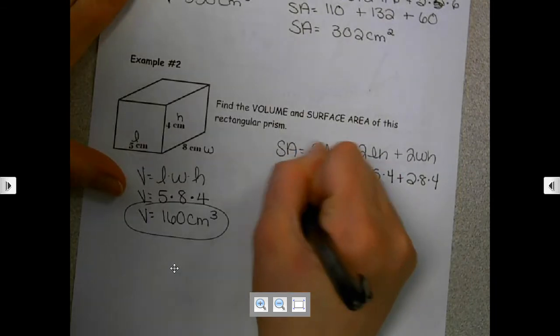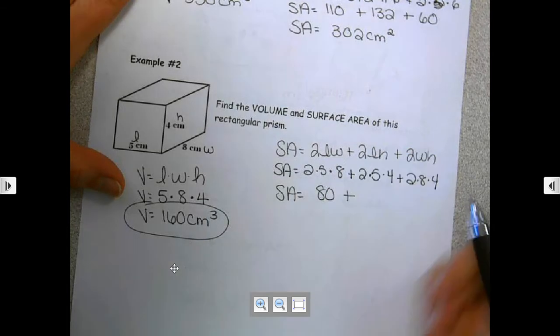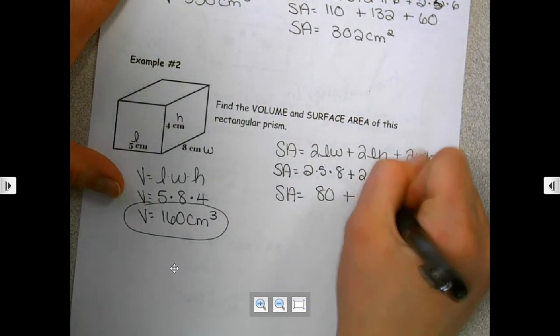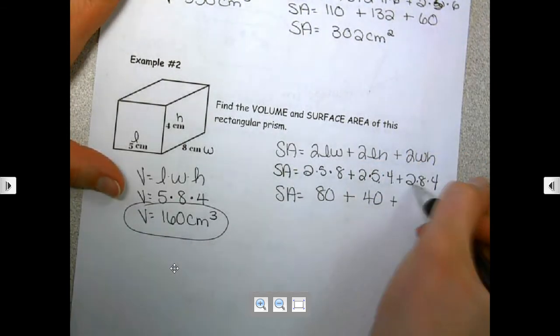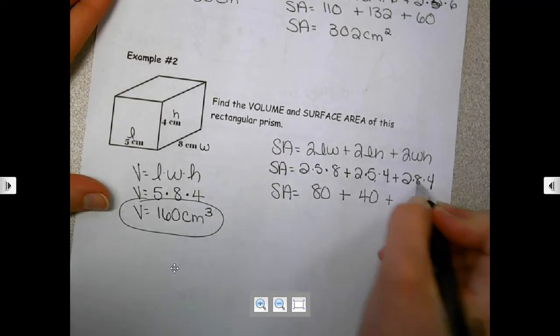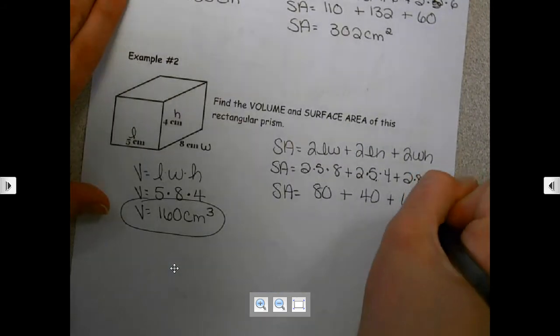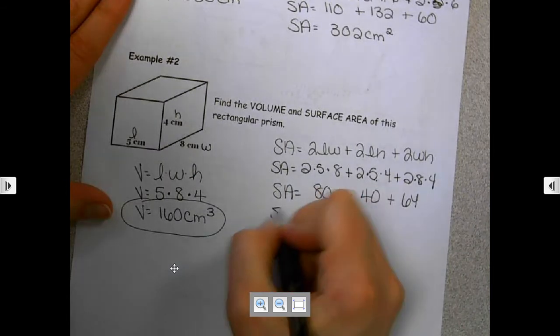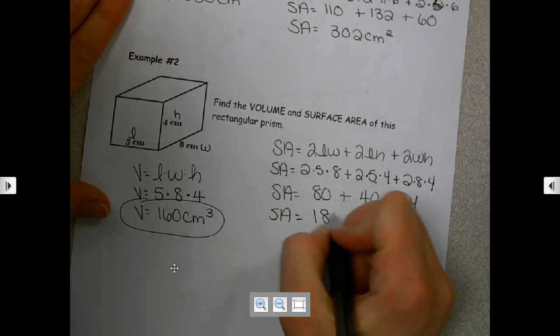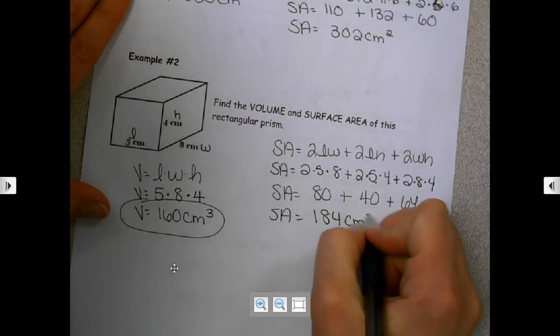So we have surface area is 80 plus 2 times 5 is 10, 10 times 4 is 40, plus 2 times 8, or 2 times 4 is 8, 8 times 8 is 64. So I'm going to go ahead and add surface area. 80 plus 40 is 120. 120 plus 64 is 184 centimeters squared.